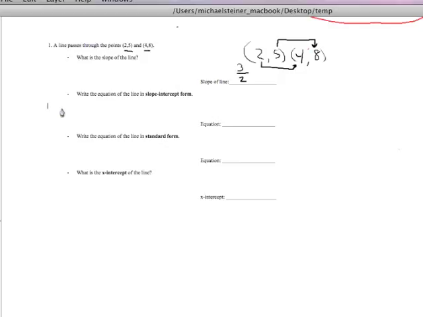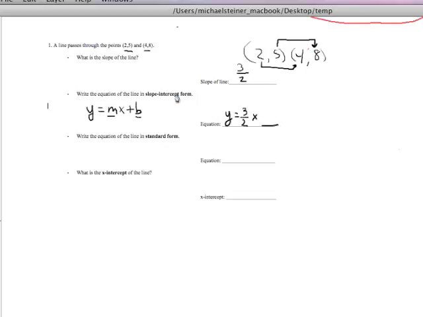So, write the equation of the line in slope-intercept form. Remember, we're headed towards this form right here: y = mx + b, where m is the slope and b is the y-intercept. Well, we already have the slope, so I'm going to be forward-looking and already write this in here, but I'm not going to write plus yet because I don't know if b is positive or negative. So now we just have to figure out b.